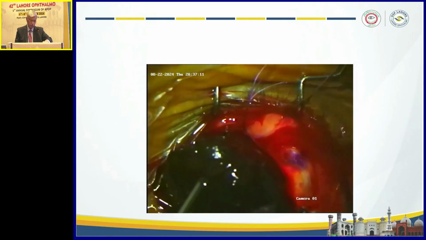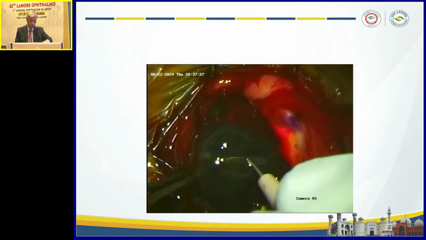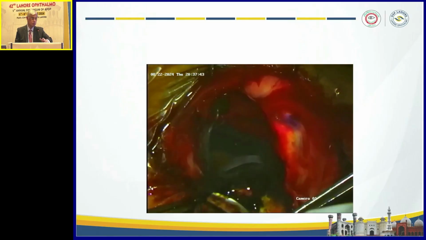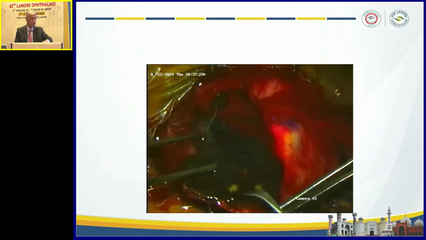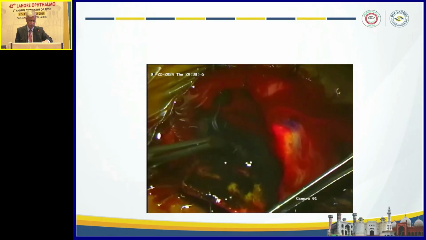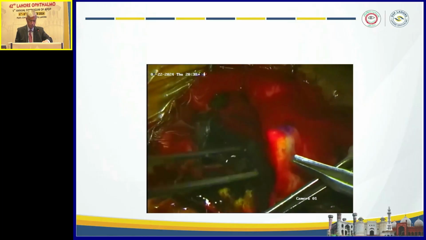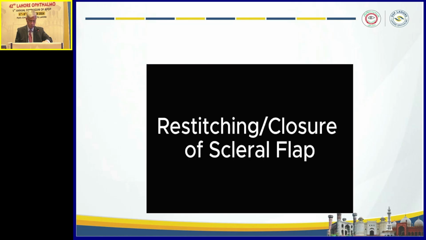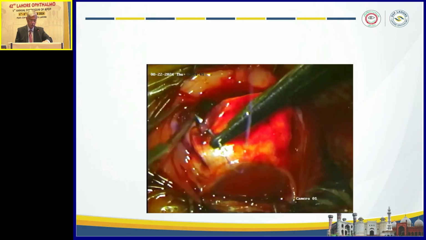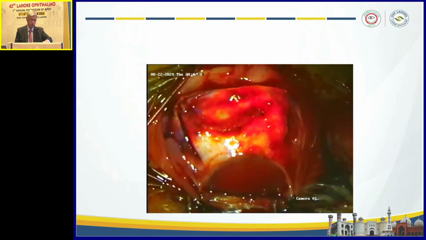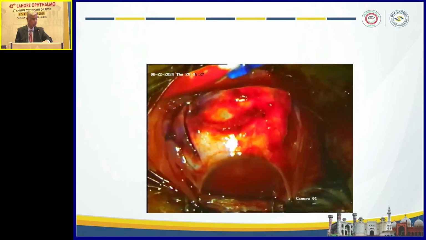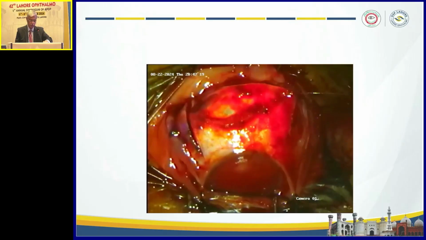We didn't do a vitrectomy with the cutter. Just an open-sky vitrectomy was done, no intraocular work. And then restitching, and after the restitching we applied cryo over the sclera.